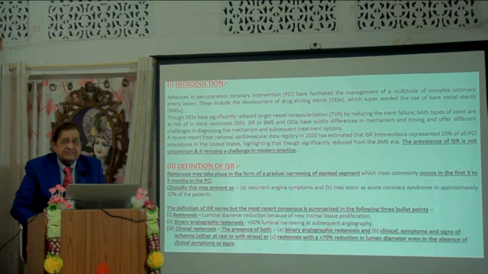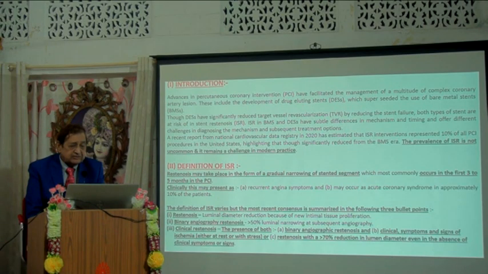Now, what is the definition of ISR? ISR means in-stent restenosis. So the definition is: restenosis may take place in the form of a gradual narrowing of the stented segment, which most commonly occurs in the first 3 to 5 months after PCI. Clinically, this may present as recurrent angina symptoms. Second, it may occur as acute coronary syndrome in approximately 10% of the patients.